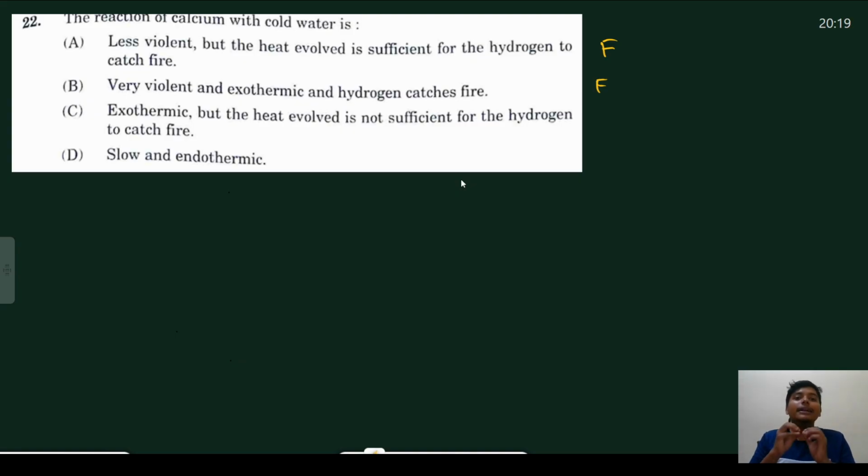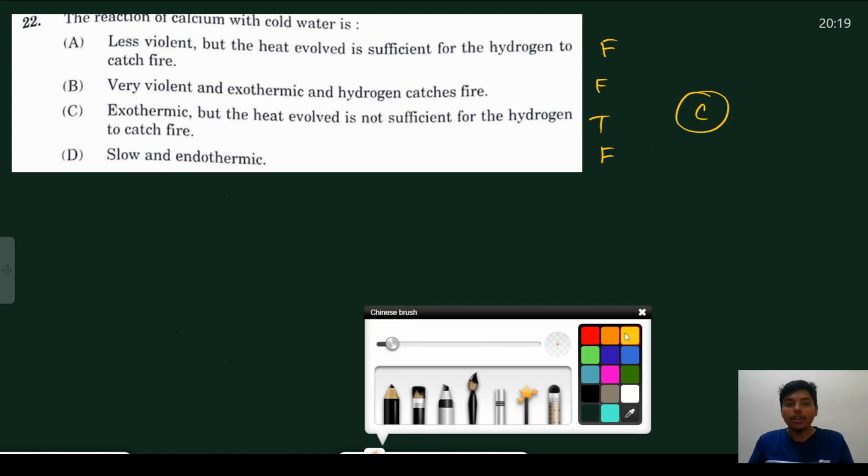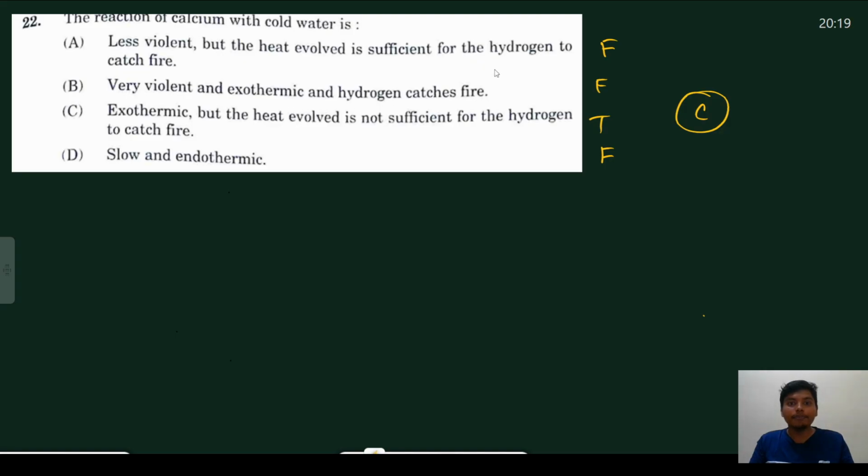Now, exothermic but heat evolved is not sufficient for the hydrogen to catch fire. We know when metal reacts with water, it is always exothermic. But in case of calcium, not that much heat is evolved that hydrogen will catch fire. So this is the true statement. And slow endothermic, this is false. So correct answer C. Clear? Many students did this wrong. Many students know that it reacts less violently with cold water, so many students will give A. So be prepared for that.